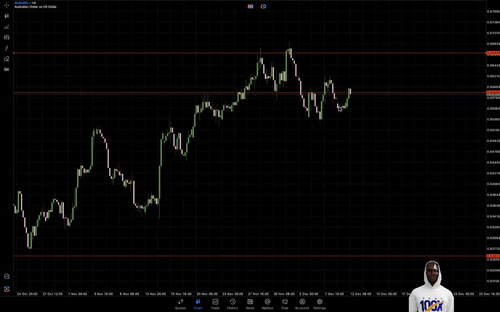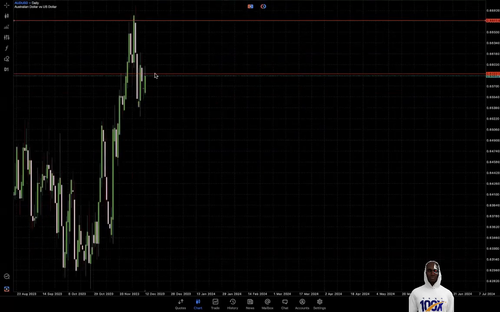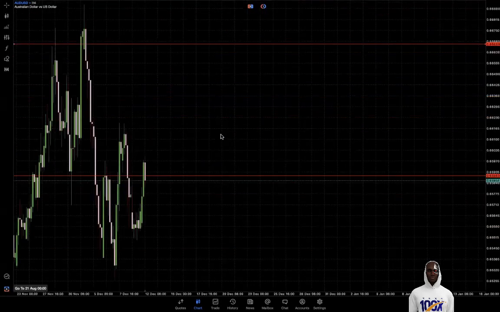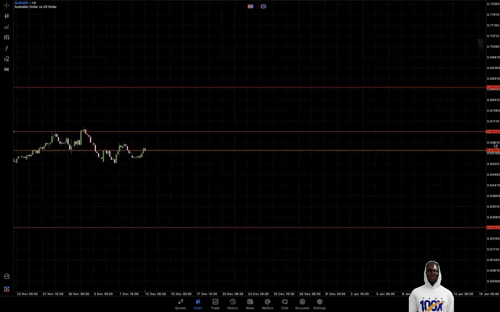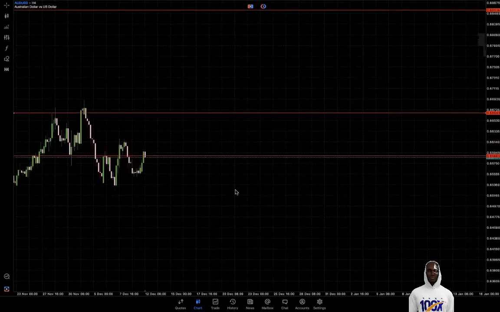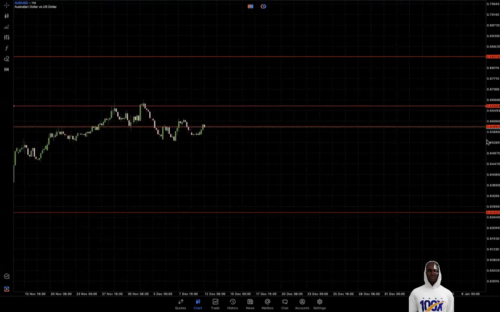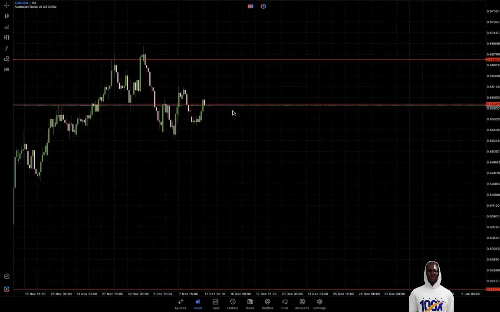Don't forget that on the daily time frame, it is at a minor resistance zone. Then on the 4 hours time frame, it's still on it, but we are looking at the candlesticks here. The candlesticks coming in here are fully bodied candlesticks.